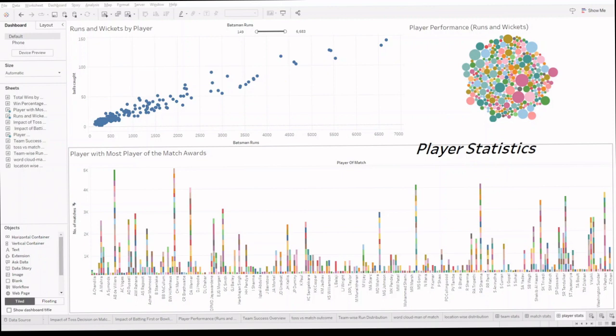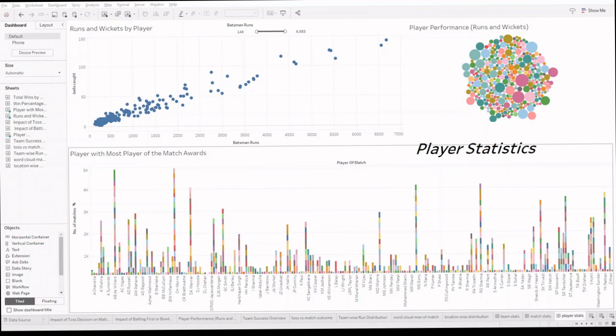So coming over here, the overview is finally in the player stats dashboard. We delve into the individual player performances, focusing on runs, wickets, and awards. The key metrics are runs and wickets by each player, overall player performance, and identifying the player with the most man of the match awards.